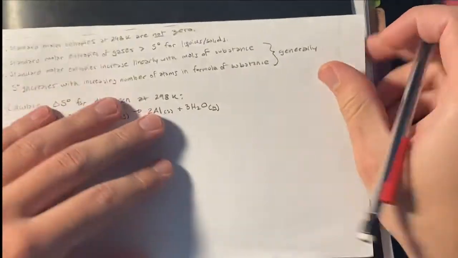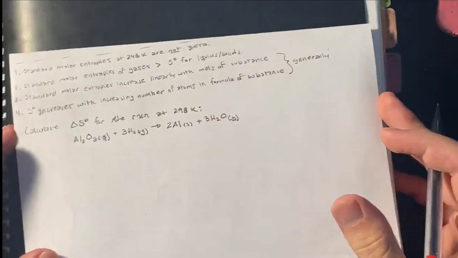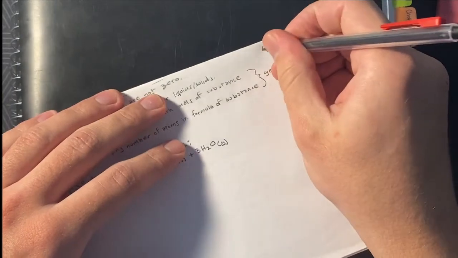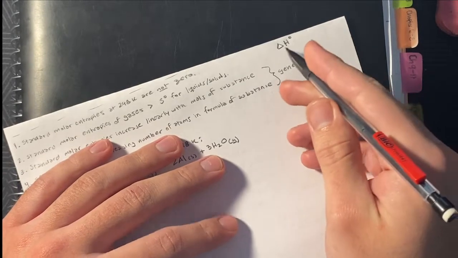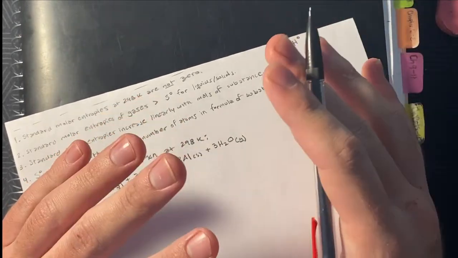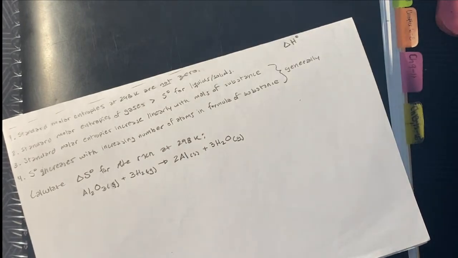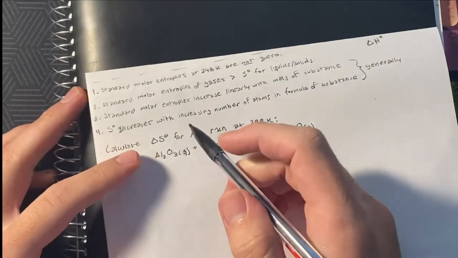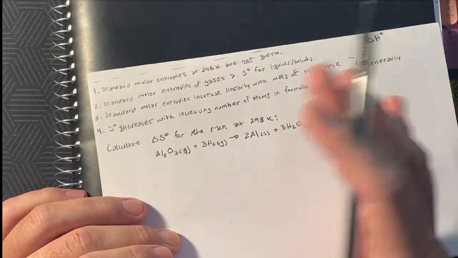Okay, so now we have these 4 general ideas that we can keep in mind for standard entropies. Like, we have our standard enthalpies, which is delta H with a little degree sign. And we know that at 25 degrees Celsius, for any compound in its standard state, or an element of some sort, it's going to be equal to 0. Well, for entropies, it's going to be quite different, because the standard molar entropies at 298 Kelvin are not equal to 0.